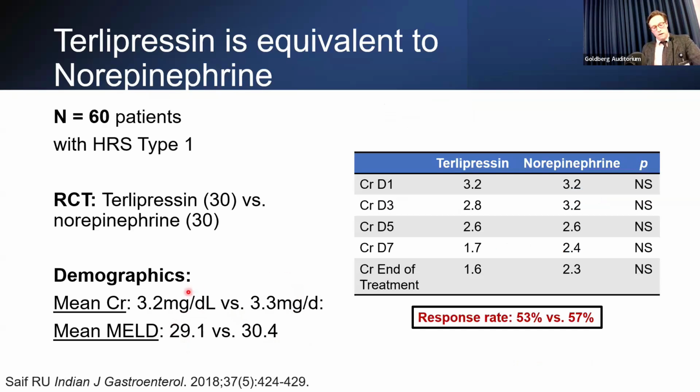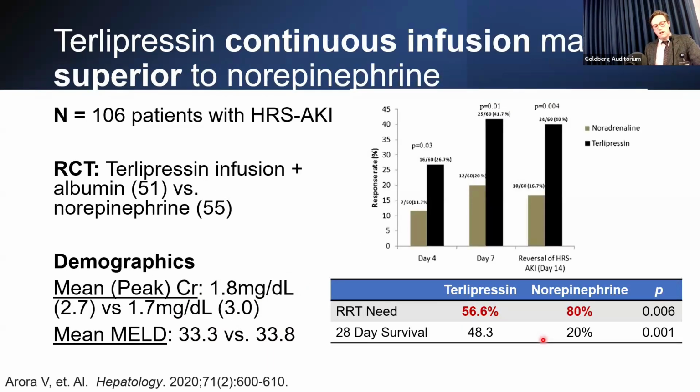Another study, similar demographics, a little bit better response rate, but again, hints that terlipressin seems to at least be equivalent to norepinephrine. It's interesting that perhaps continuous infusion may be superior to norepinephrine. The thought is if you have more stable pharmacodynamics with a continuous infusion rather than Q4 dosing, that may improve having a constant state of vasoconstriction, improving renal blood flow. In this patient population, though, less sick with regards to their AKI.